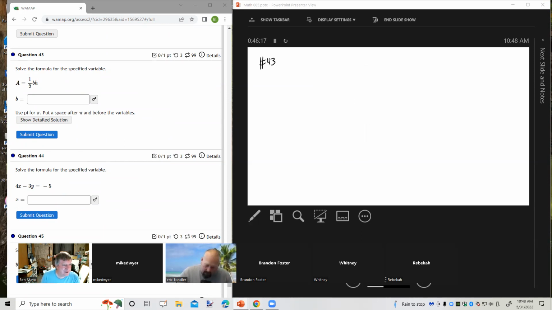Solve the formula for the specified variable. A equals 1/2 BH. I'm going to multiply both sides by 2. So 2A equals BH, because the 1/2 and the 2 reduce down to 1/1. Then I'm going to divide both sides by H. So B equals 2A over H.